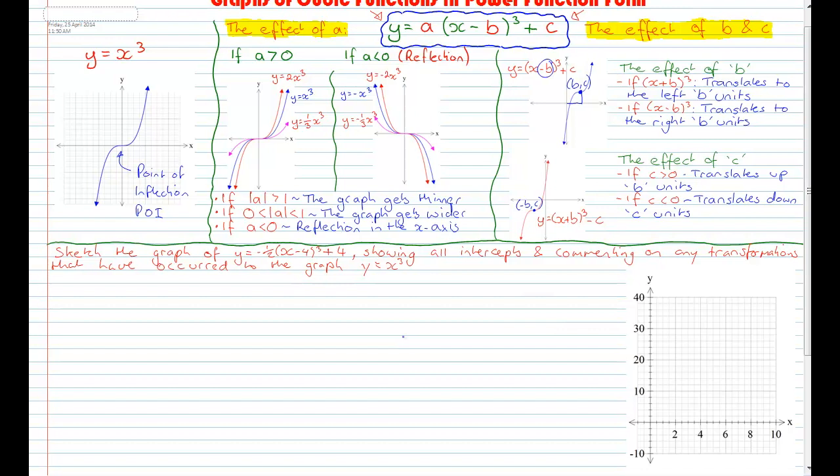Alright, so it's now time to press pause and attempt the following question, that is, sketch the graph of y = -1/2(x - 4)^3 + 4, showing all intercepts and commenting on any transformations that have occurred to the graph y = x^3. Now remember, when you're done, to press play so you can check your answers against mine.